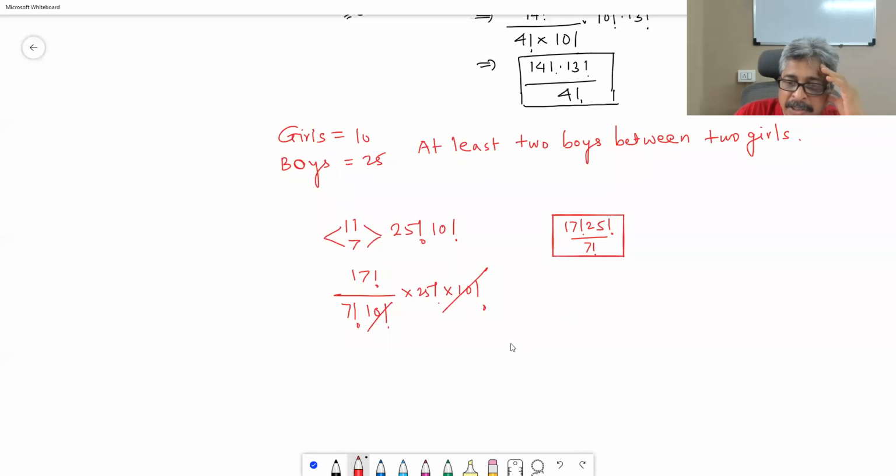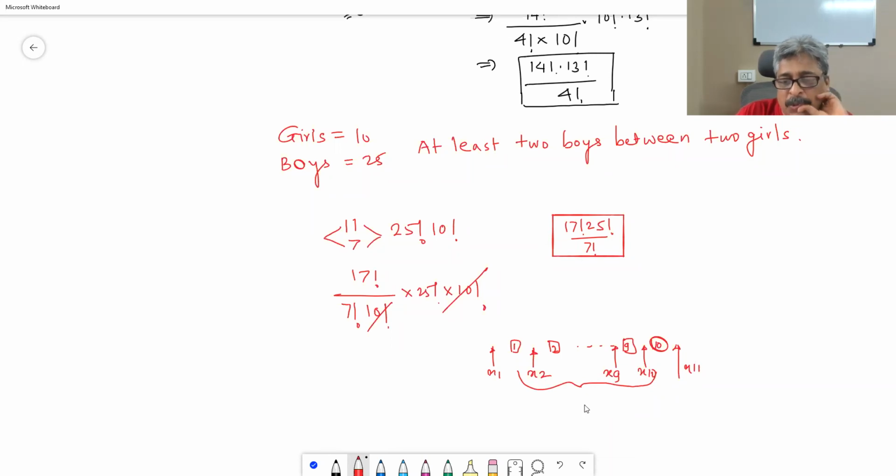There are 10 girls, 1, 2, dot, dot, dot, 9, 10. 10 girls are sitting. So how many gaps? x1, x2, ..., x10, x11. From one girl to the next, you need to put at least 2 boys, right? So there are 9 places.